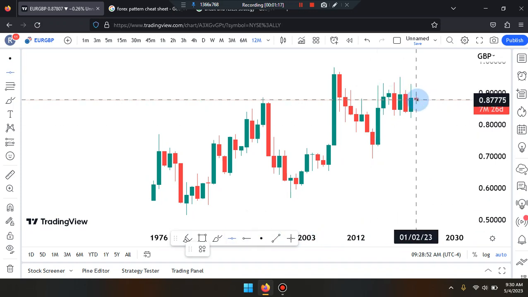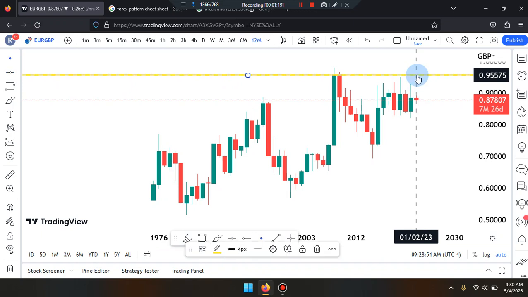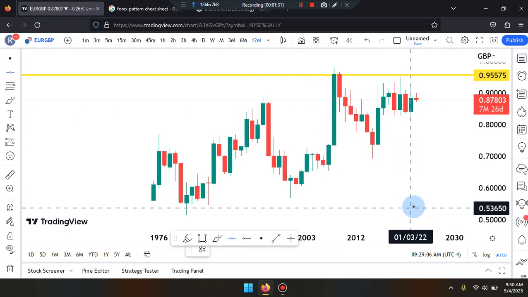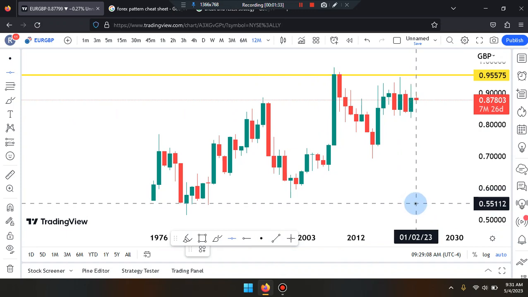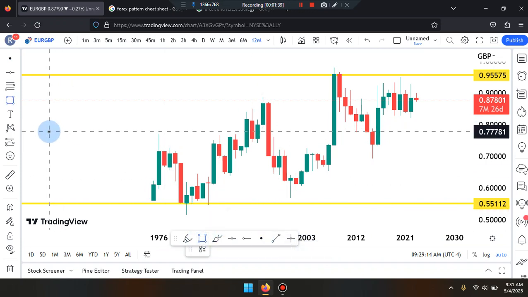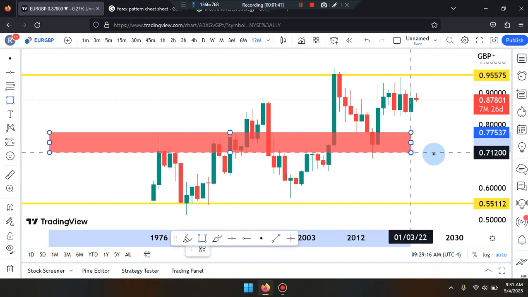So overall structure: if price action pushes up to an overall structure of highs, you can tag the number of 0.95575. If price action drops down to overall lower structure, you can tag that number of 0.55112. We're also going to add the midpoint in the middle and create a zone for that.